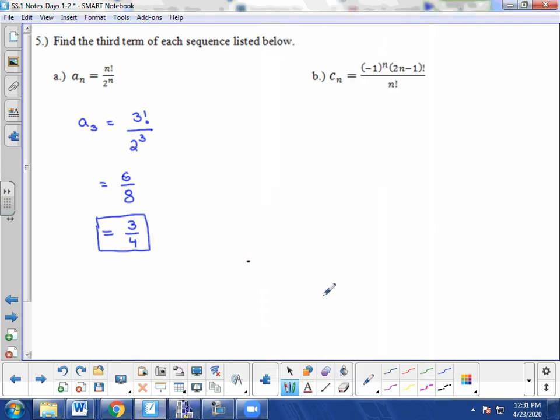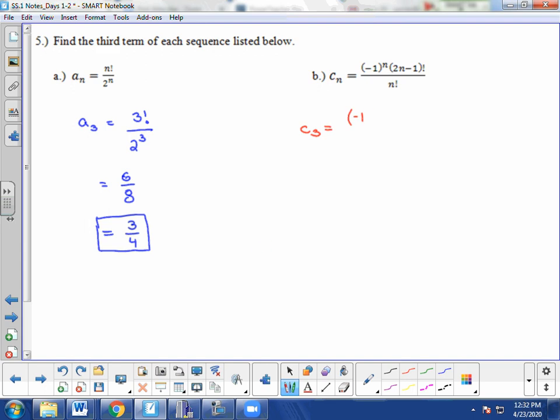Same thing goes for B. In B, we want to find the third term for this listed sequence. The sequence is a little bit more complicated as we have numerous values for n, and it's in different locations, but it's the same concept. So C sub 3 means that we substitute in 3 for n.